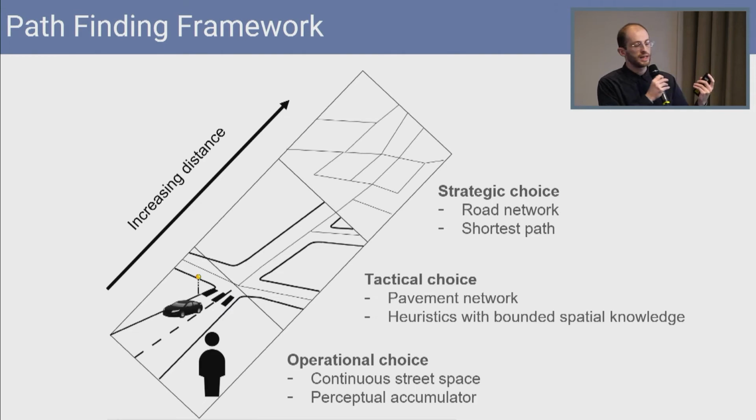So we've got three levels of route choice in this hierarchical framework: a strategic choice that's based on the road network, that's the most abstract level; a tactical choice based on a pavement network, which is a more detailed spatial representation, but spatially bounded; and then the most immediate operational choice, which is based on a continuous street environment, where the agent has knowledge of the other road users, their positions and velocities.